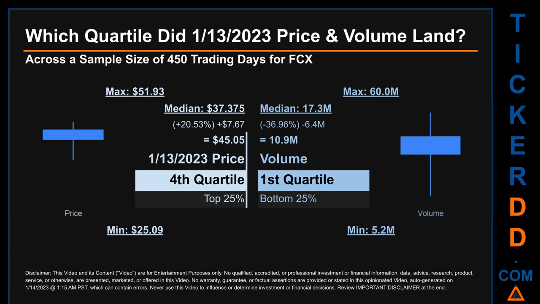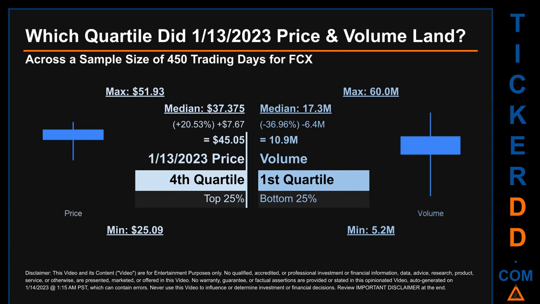Which quartile did January 13, 2023 price and volume land? Across a sample size of 450 trading days, the maximum end-of-day price for FCX was $51.93 while the minimum was $25.09. Within that price range, January 13, 2023 price of $45.05 landed within the fourth quartile, meaning that it was within the top 25% of all sampled end-of-day prices.